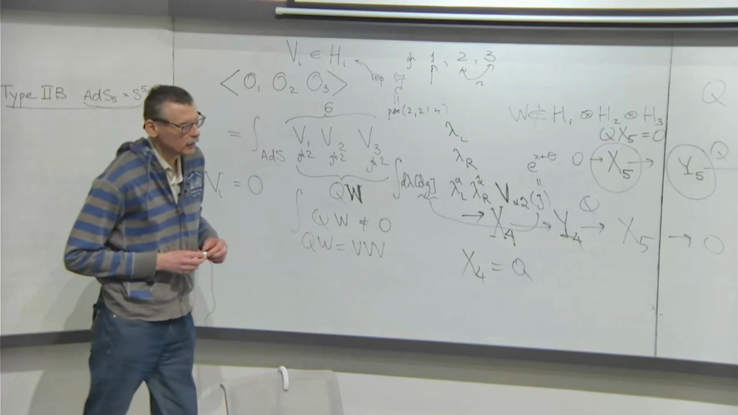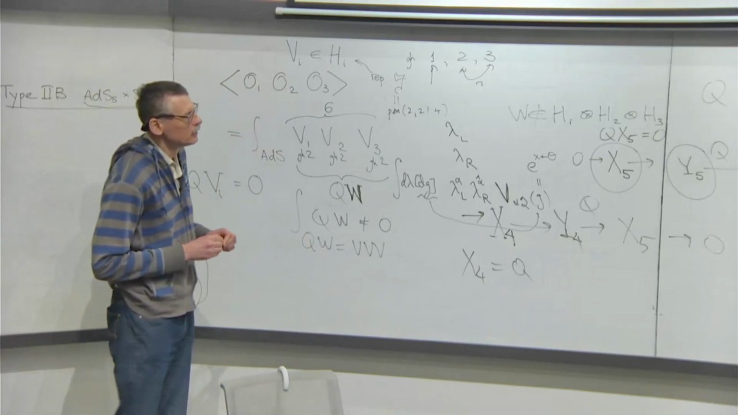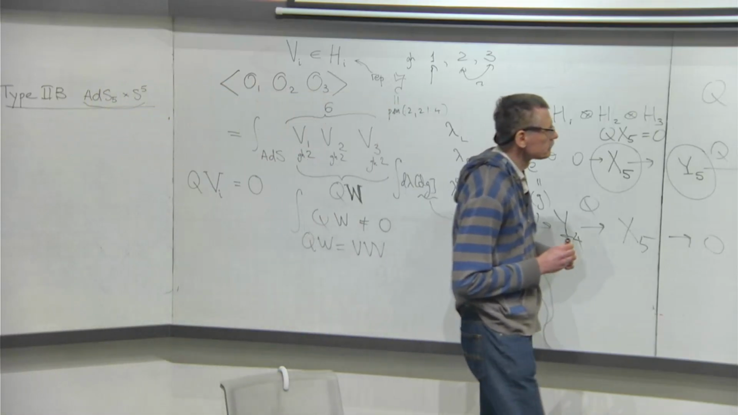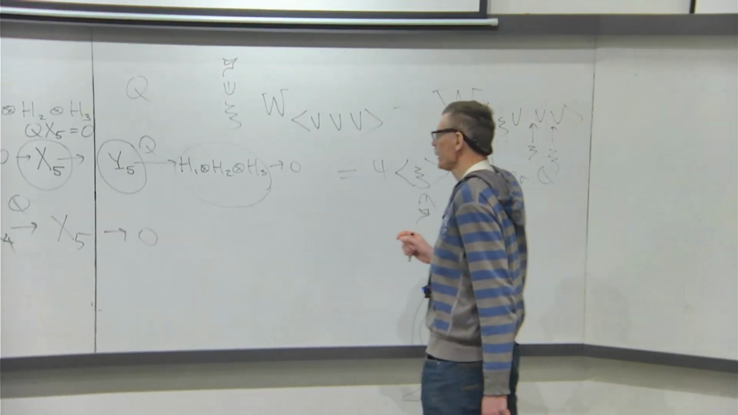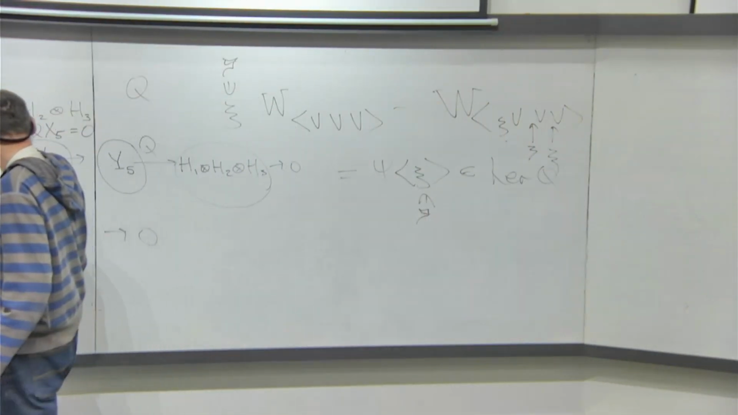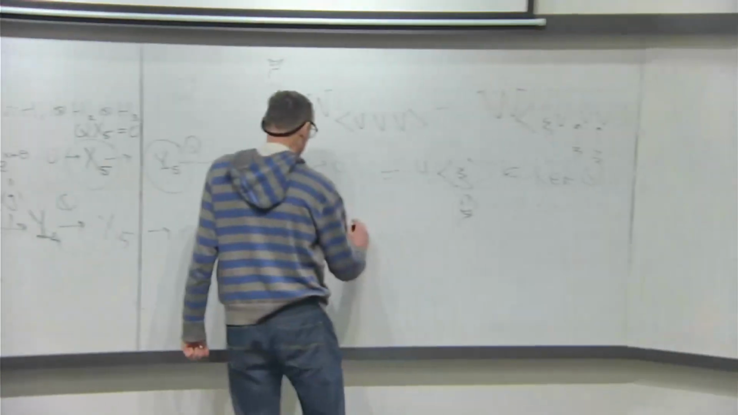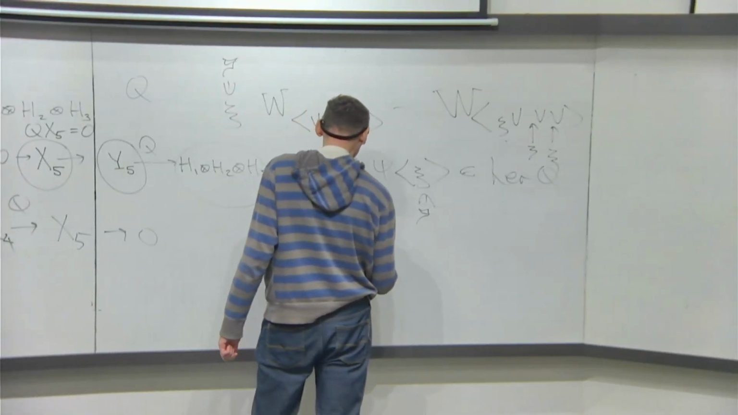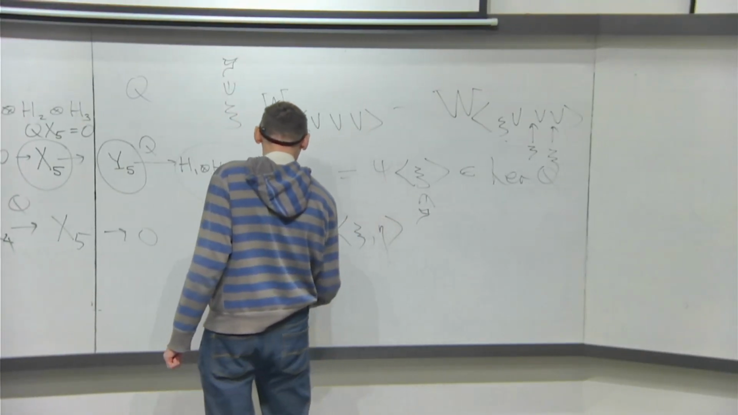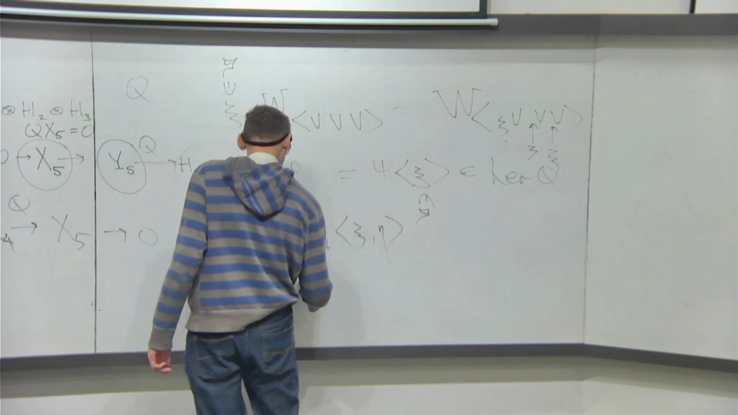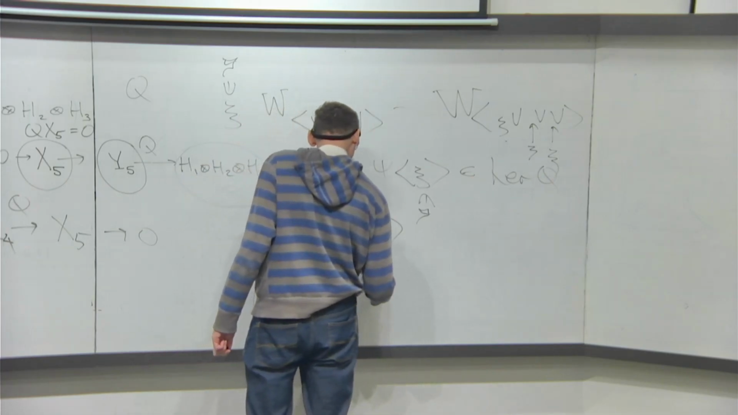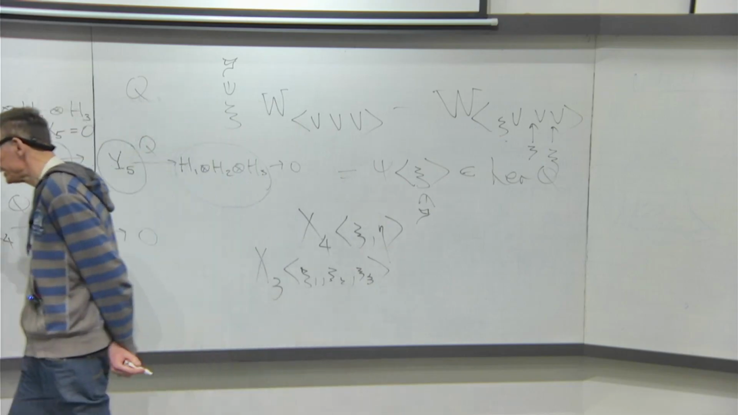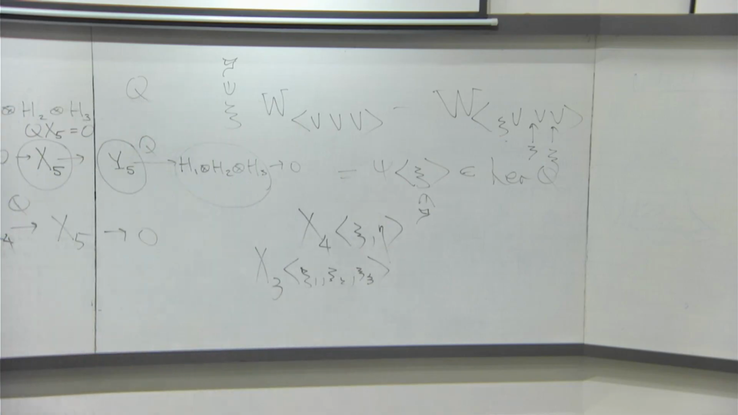Does x5 depend on psi? Yes, x5 depends on psi. Then x4 would depend on psi and eta. And x3 would depend on psi1, psi2, psi3. It will be annihilated by Q, and there is a cohomology at Gauss number 3.